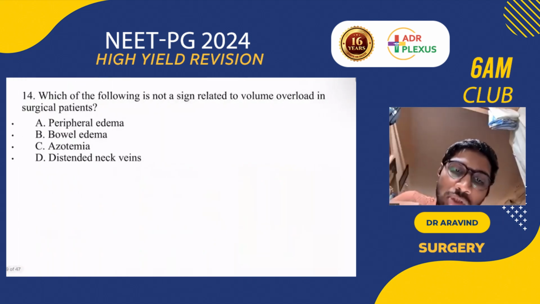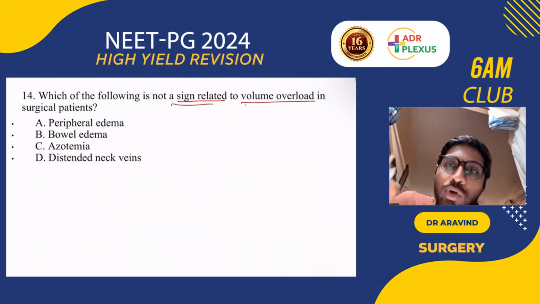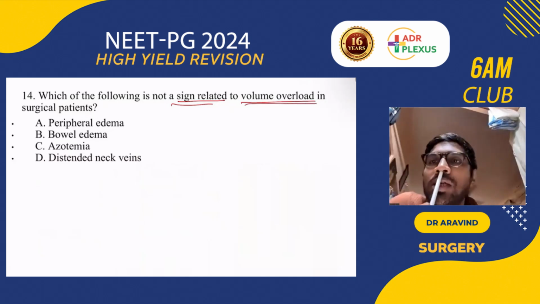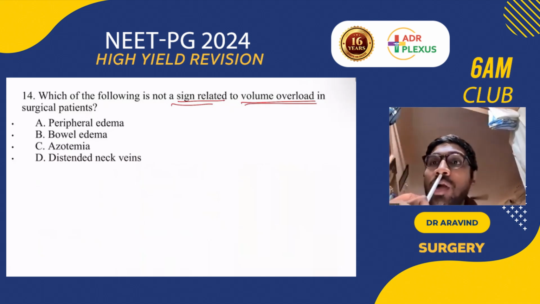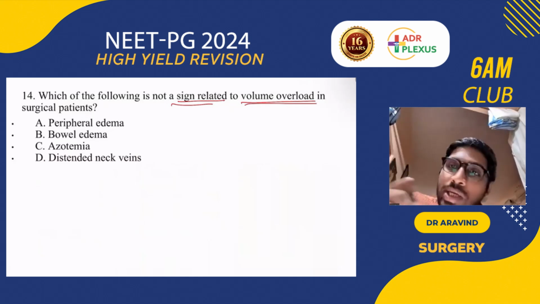Which of the following is not a sign related to volume overload in surgical patients? So fluid management is very important. Revise fluid management, TPN, enteral nutrition, what are the advantages and disadvantages, complications, you revise it and go. So, sign related to volume overload, not. When there is volume overload, peripheral edema will be there.